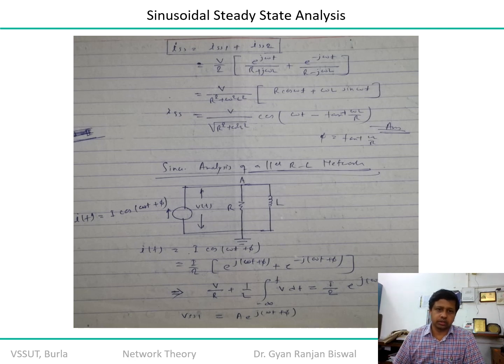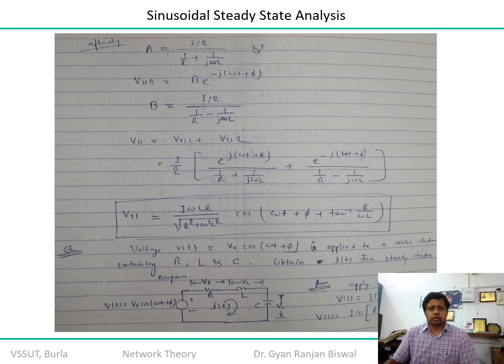Okay, so here you see that the source is given in terms of the current. You write down the equation. It is I cos omega t plus phi. So what you can do, it is I by 2 e raised to j within bracket omega t plus phi plus e raised to minus j omega t plus phi. So the overall response you are getting for the current passing through the resistive network is actually v by r. So IR is equal to v by r, and for the inductor it is 1 by L integration of v dt.